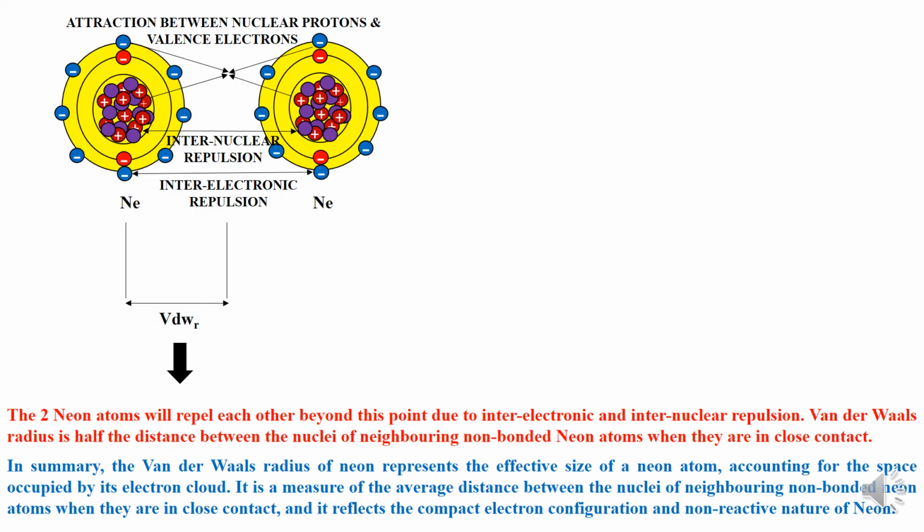So in summary, the van der Waals radius of neon represents the effective size of a neon atom, accounting for the space occupied by its electron cloud. It is a measure of the average distance between the nuclei of neighboring non-bonded neon atoms when they are in close contact. And it reflects the compact electronic configuration and non-reactive nature of neon.